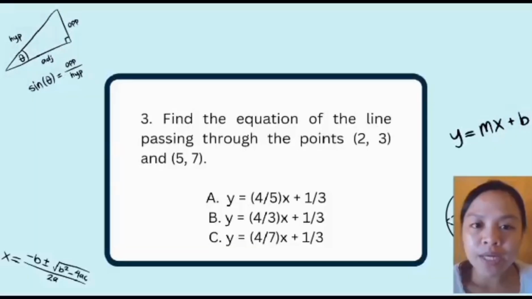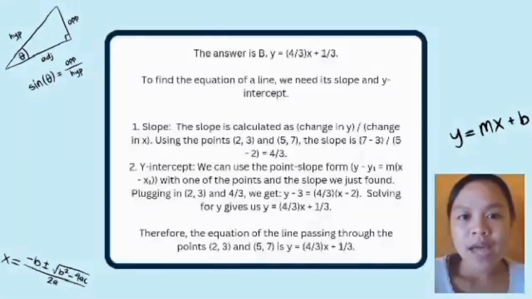Question number 3. Find the equation of the line passing through the points (2, 3) and (5, 7). So the answer for question number 3 is letter B. y equals 4/3 x plus 1/3.